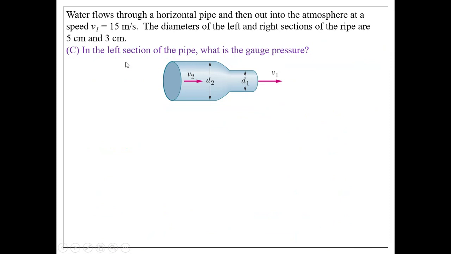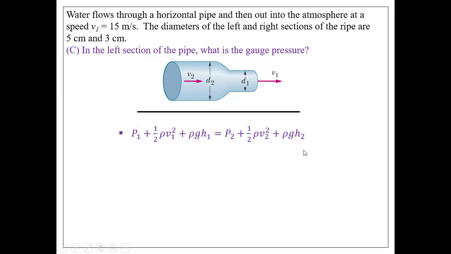Part C. It says in the left section of the pipe, what is the gauge pressure? Well, to find the gauge pressure, all we have to do is apply Bernoulli's equation. Here we have a straight pipe that just has two different cross sections. We have to establish a zero reference point. So here I'm just going to draw it to the center of the pipe, which I'm going to call H1. Likewise, on the right side where the pipe is narrow, I'm also going to draw it to the center of the pipe, which is H2. As you can see, H1 and H2, if you reference from 0 to the center of the pipe, are an equal distance. So I can go ahead and cross this term out in Bernoulli's equation.